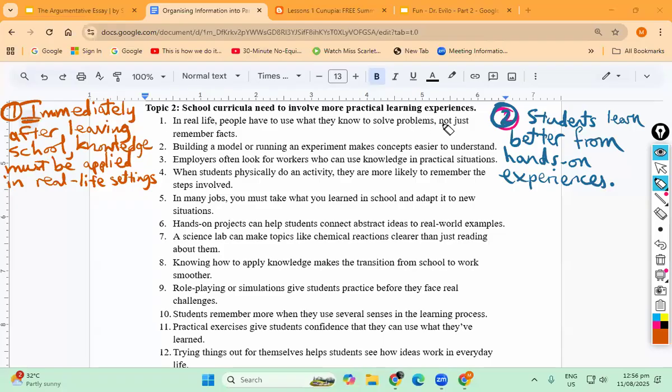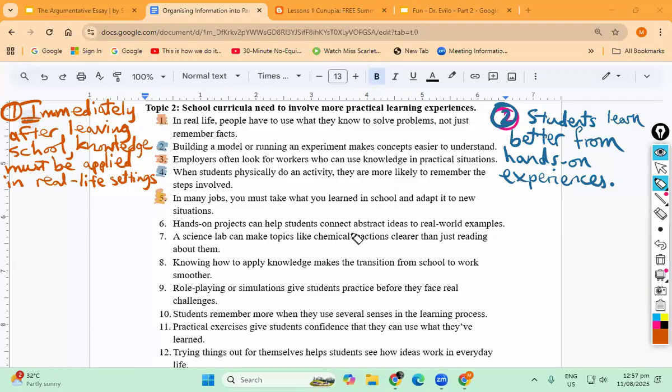In real life, people have to use what they know to solve problems, not just remember facts. True. Building a model or running an experiment makes concepts easier to understand. That is for the blue, right? Employers often look for workers who could use knowledge in practical situations. Okay, that could be the orange. When students physically do an activity, they're more likely to remember the steps involved. That's the blue, right? In many jobs, you must take what you learn in school and adapt it to new situations. I think that's the orange. Or the yellow.